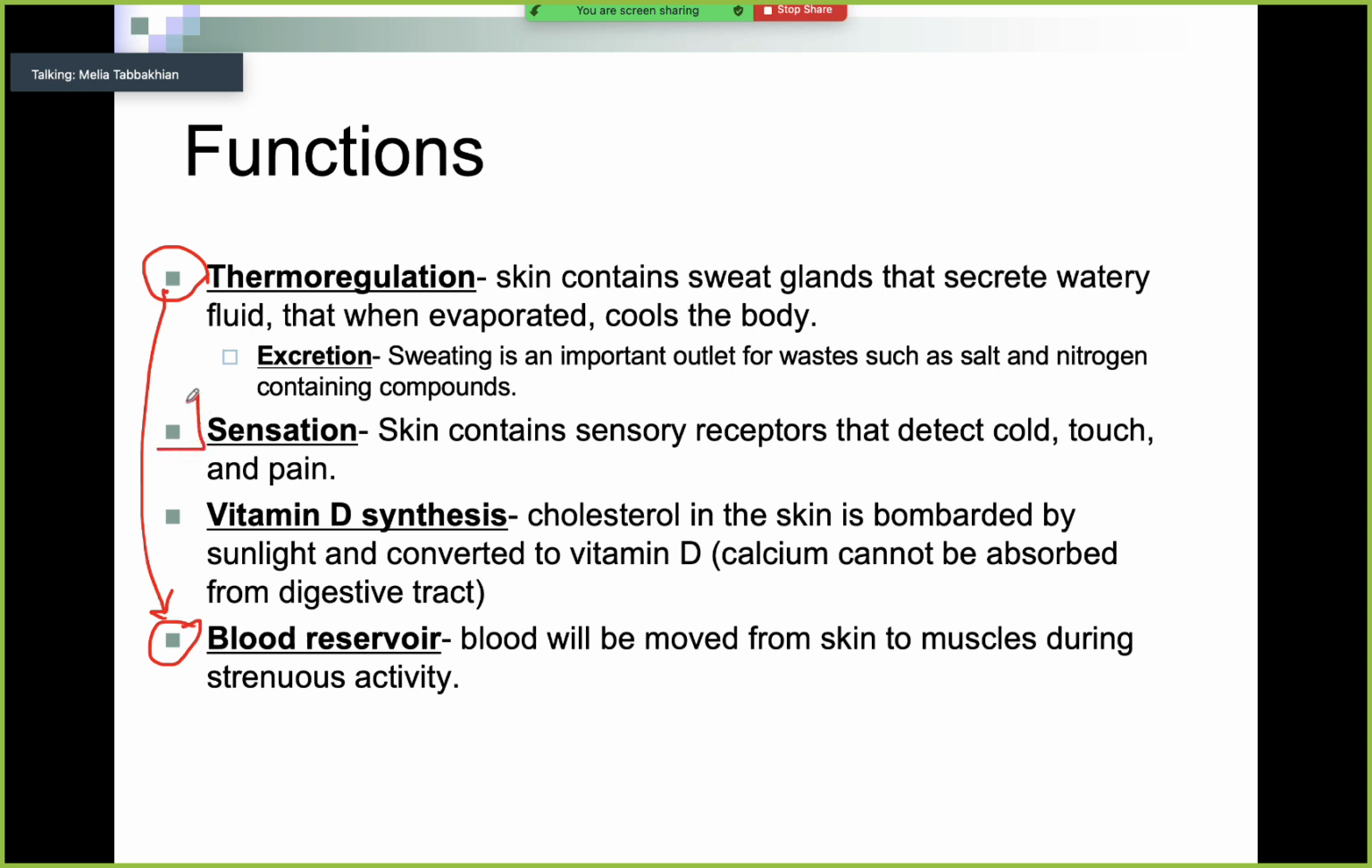The second piece is sensation. All of your skin, everywhere, is covered with receptors. And receptors can detect things from cold, hot, pain, tickle, touch, pressure differentials, textures. All of those are part of sensation. And then you have vitamin D synthesis. This is a really important one.